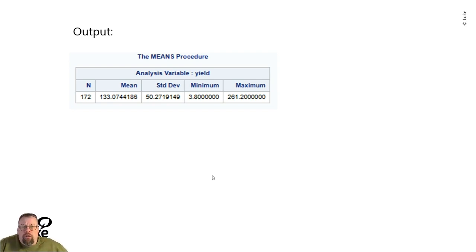So this is the default set of descriptive statistics that proc means gives us. We have the information that we have 172 values for this yield. Mean is 133. Standard deviation is about 50. Minimum value 3.8 and maximum 261.2. Already we see that we might want to have maybe also some other descriptive statistics, and also we see that maybe there are quite many decimal places in these numbers, especially for the minimum and maximum. They give no additional information after maybe the first or second decimal.